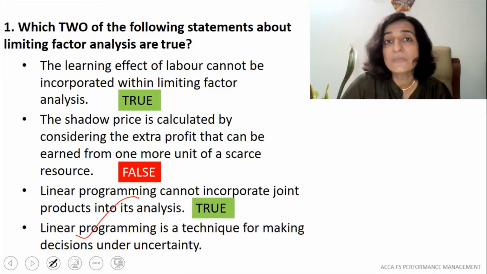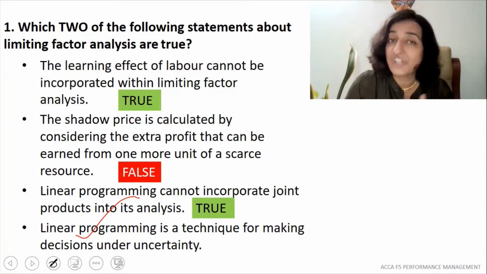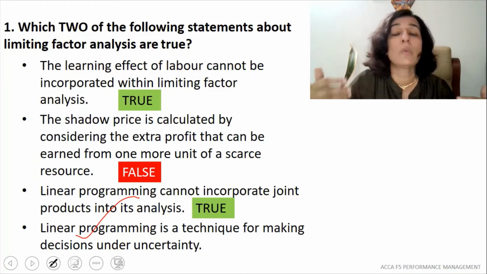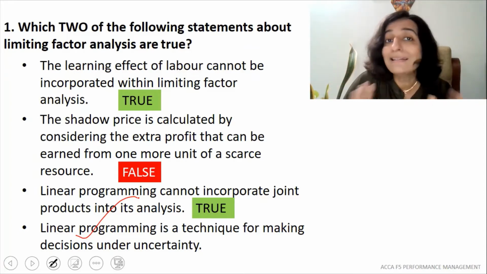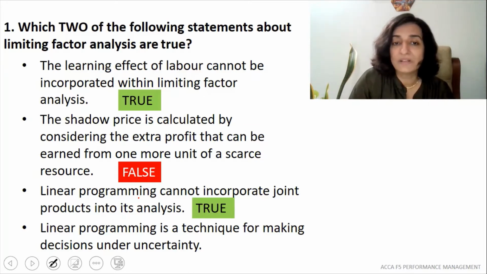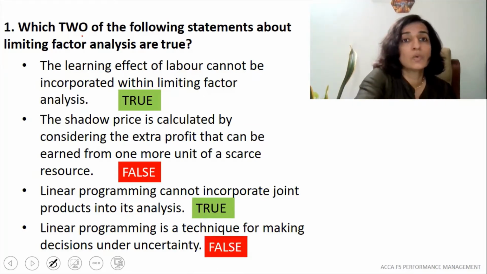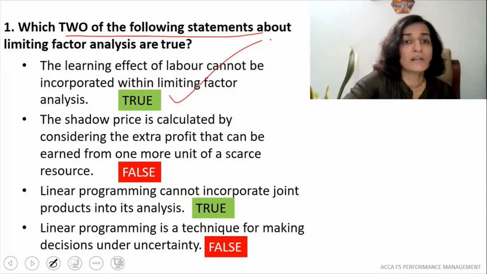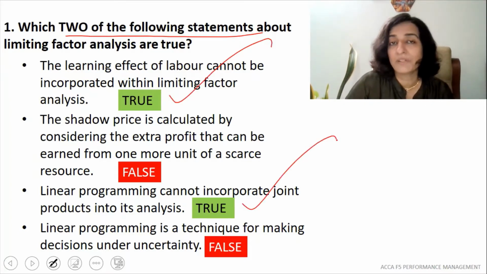Now, coming to the last statement, linear programming is a technique for making decisions under uncertainty. It is not decisions made under uncertainty. We are very sure that we have got such and such limiting factors. Maybe it's the direct labor hours which is limited, or it is the machine hours which is limited, or it might be the quantity of raw materials which is limited. So we are very sure of that. There is no uncertainty involved in linear programming. So the last statement is false. So the 2 statements which are true are statement 1 and statement 3.